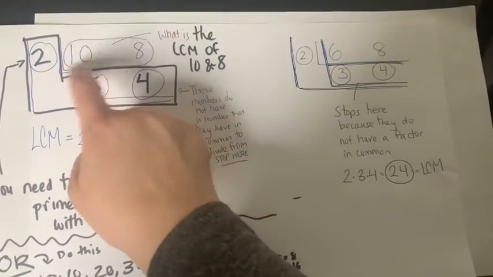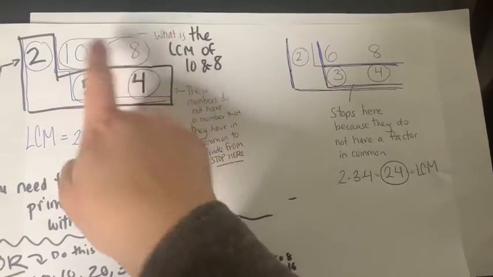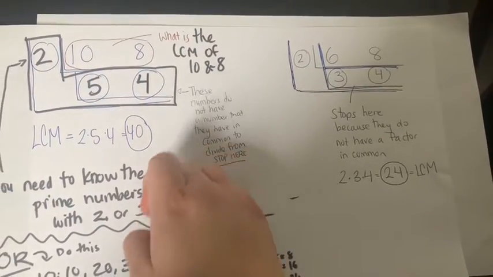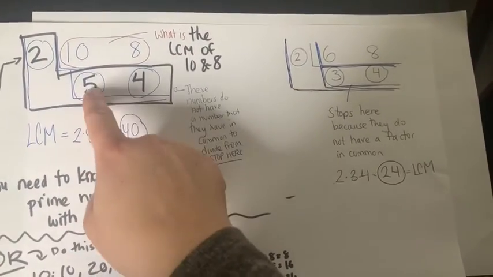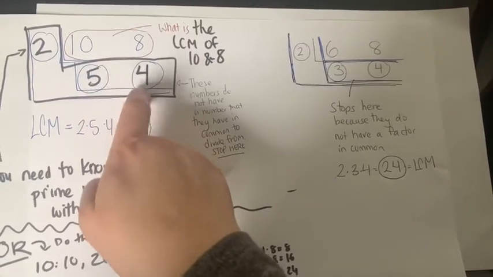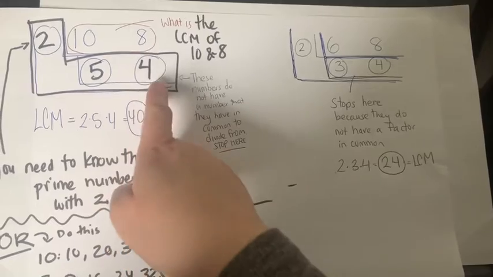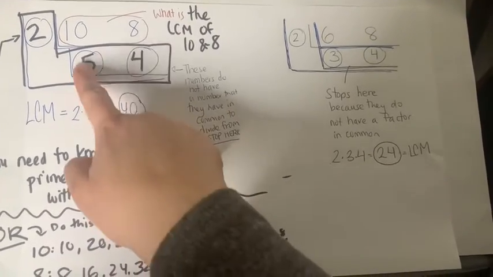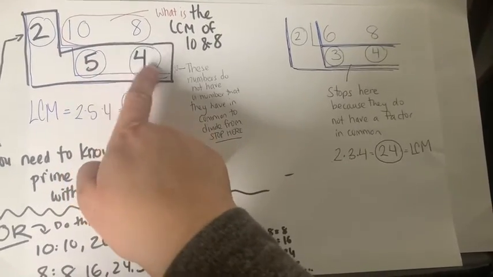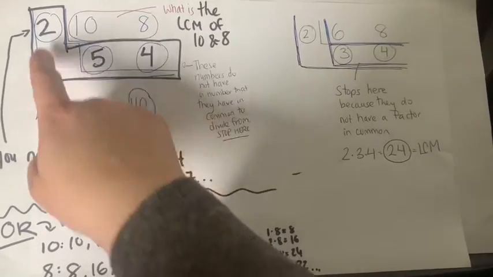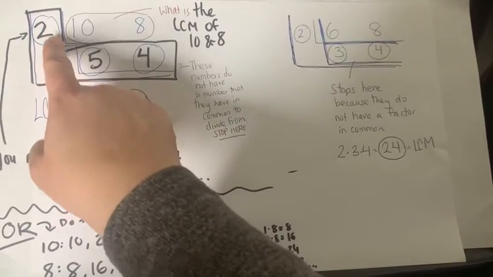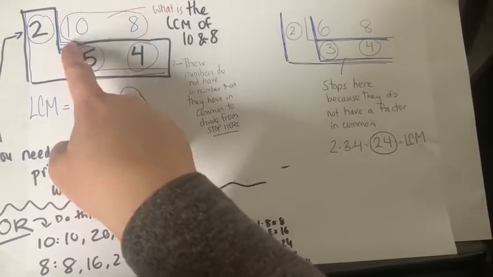So 10 divided by 2 is 5. 8 divided by 2 is 4. And basically what ends up happening is 5 and 4 don't really associate with one another. 5 is prime, so you can just stop right there. 4 can be split up some more, but it doesn't have a number in common that would split with 5. So in this case, you are left with 2 on the outside, 5 and 4 on the bottom tier.